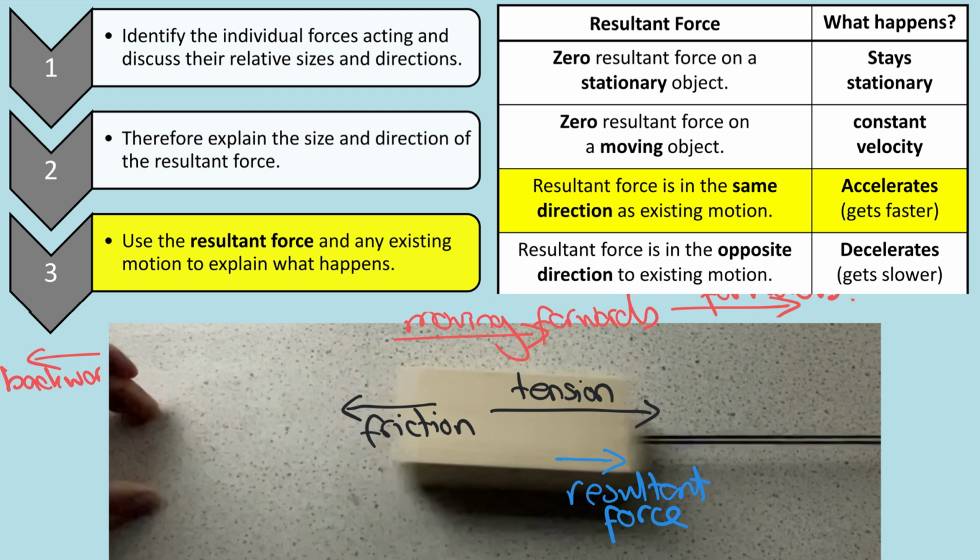Hopefully you're starting to see how this three-step structure can help you to write really good explanations.